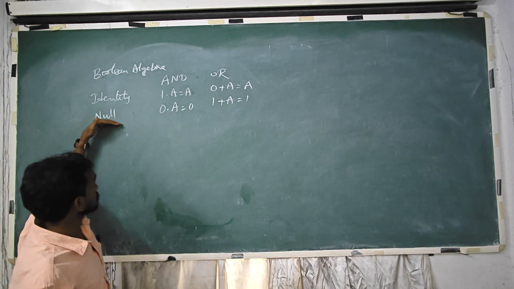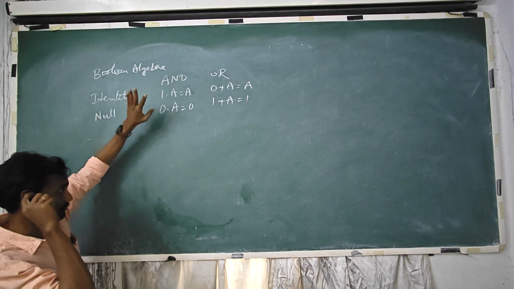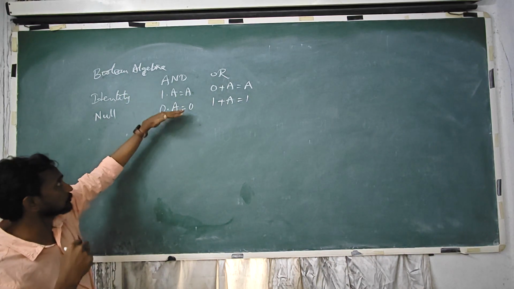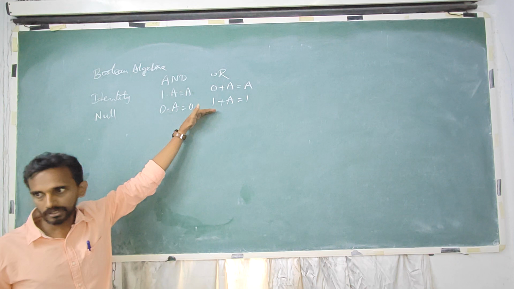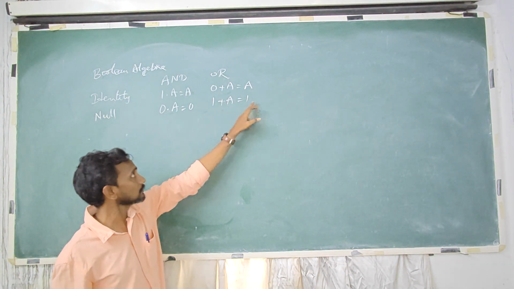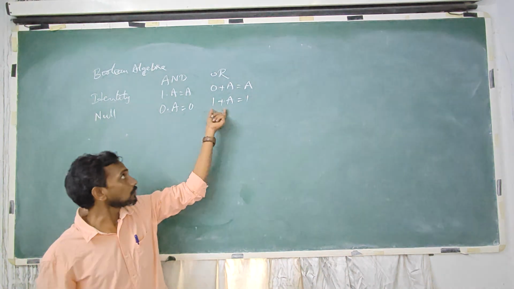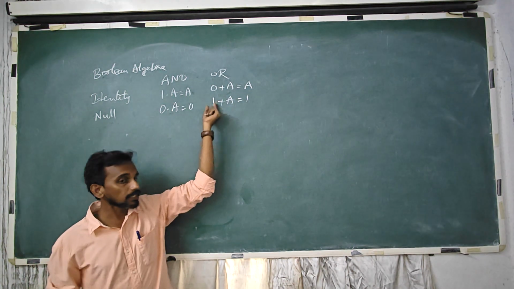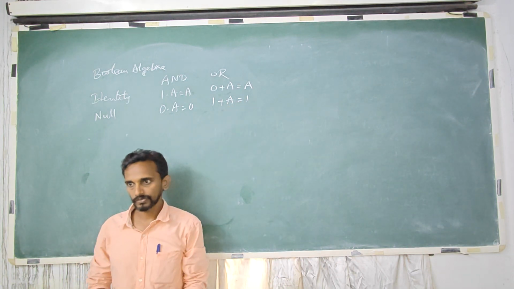Next one is null operation. When you multiply with 0, you get 0, and when you add 1, whatever may be the given number, you get 1 as output.